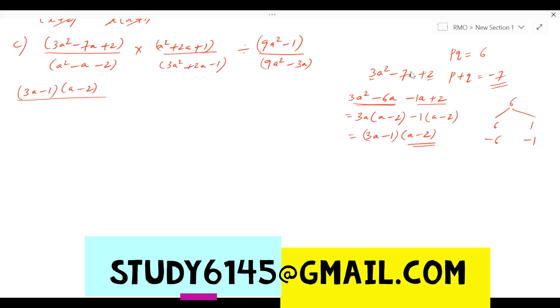So p plus q is equal to minus 1, and p times q is equal to minus 2. So our factors will be x minus 2 and x plus 1.